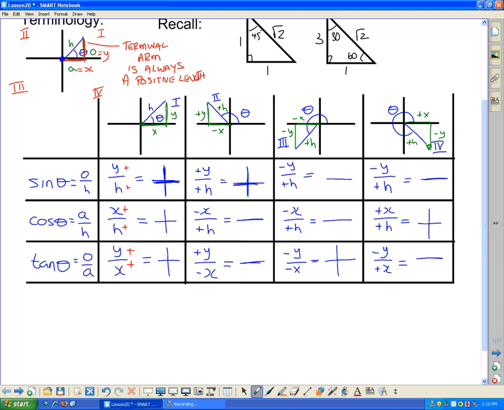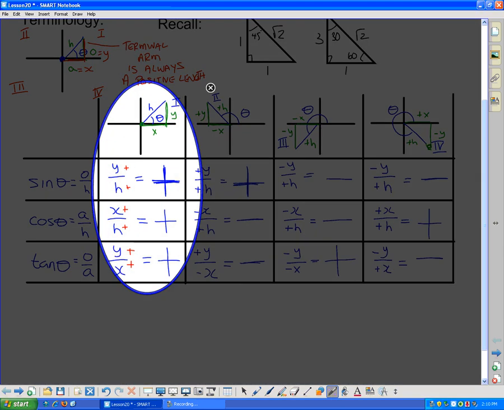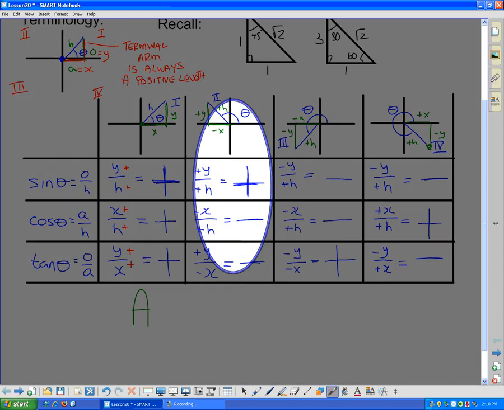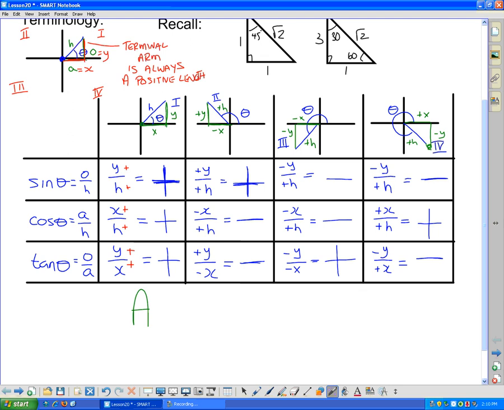So from this chart, there is a pattern. And this is where CAST comes from. If we look down the first column here, so I'm looking at the first quadrant, my results here, everything's positive. So I'm going to say all trig ratios are positive. So that's what A stands for. If we look at quadrant number 2, the only one that's positive is the sine. In the next one, the only one that's positive is the T for tan. And in the next one, the only one that's positive is cosine.